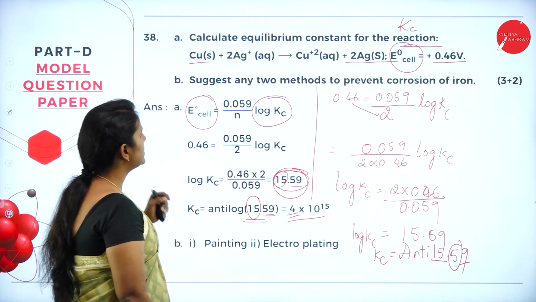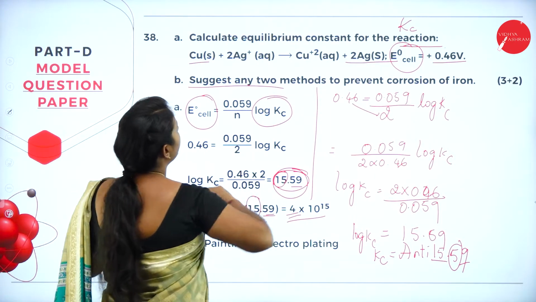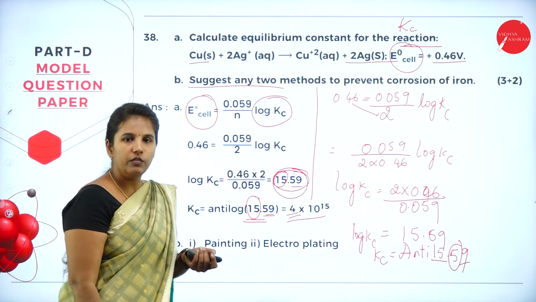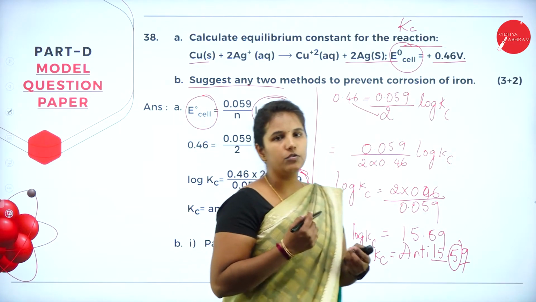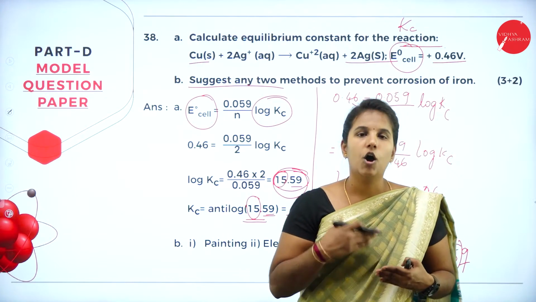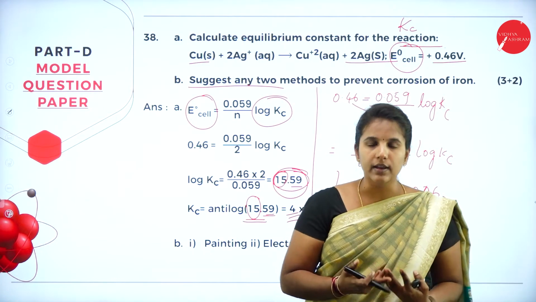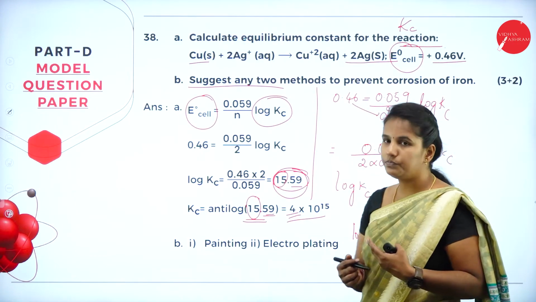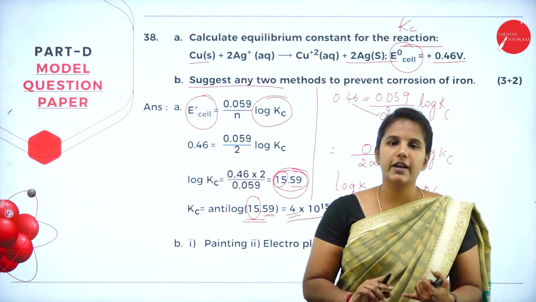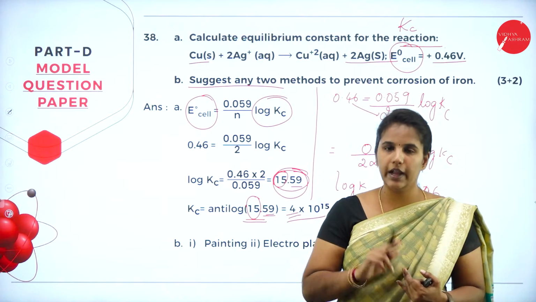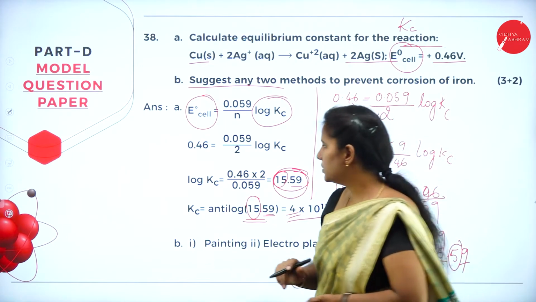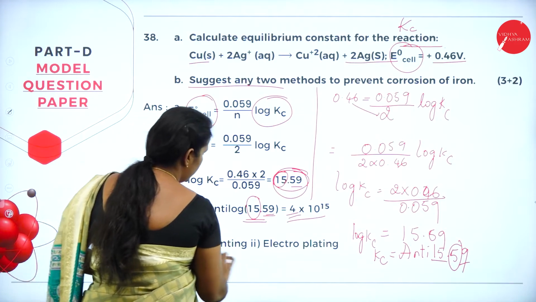Then, coming to the second question, suggest any two methods to prevent the corrosion of iron. We all know that corrosion of iron is usually prevented by electroplating, or by painting, or by galvanizing, or by oiling. These are the processes we can write. Just write the methods to prevent the corrosion of iron. Any two methods you have to write. For writing the two methods, you will get 1 mark each, so you will get 2 marks.